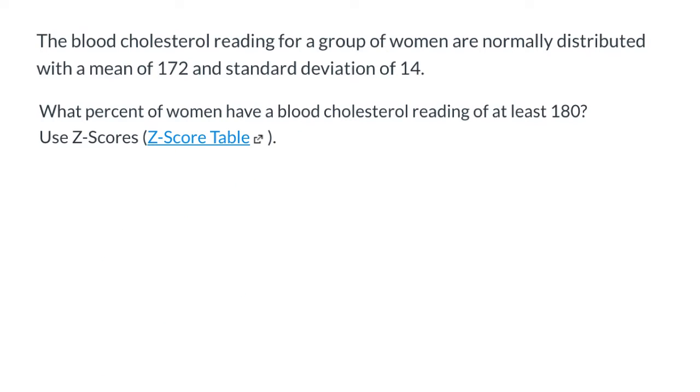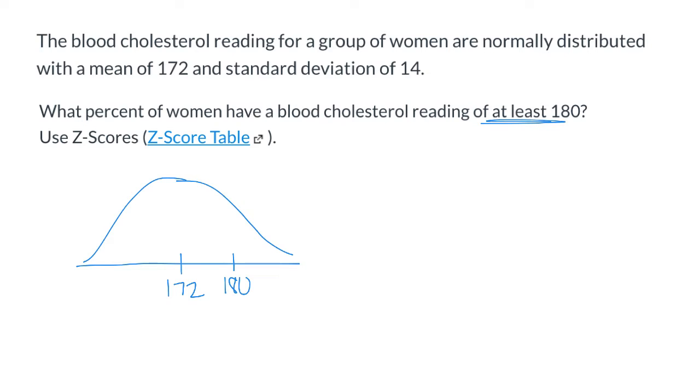Okay, this one is the same information, so it's still a normal distribution. The mean is 172, and the standard deviation is 14, but it says instead, what percent of women have a blood cholesterol reading of at least 180? So 180 is above 172, so I'm just going to mark it somewhere over here. And then we want what percent are at least 180. That means 180 or more. So we want to find this area, that percent, and we're going to use the z-score table.